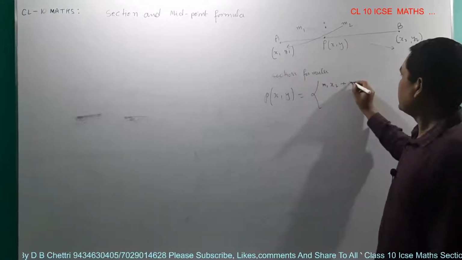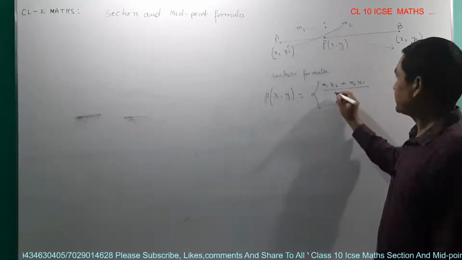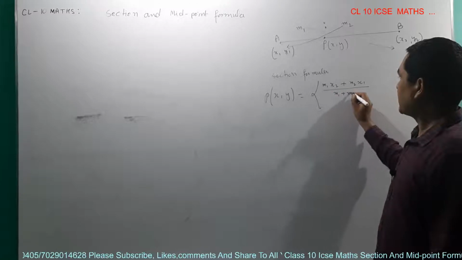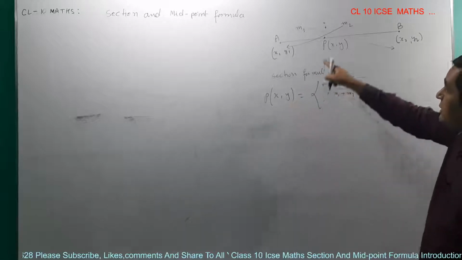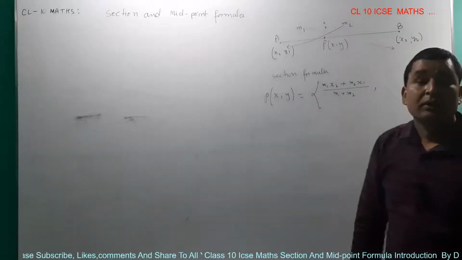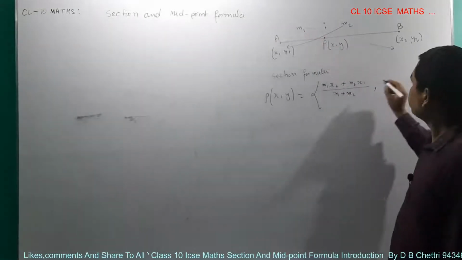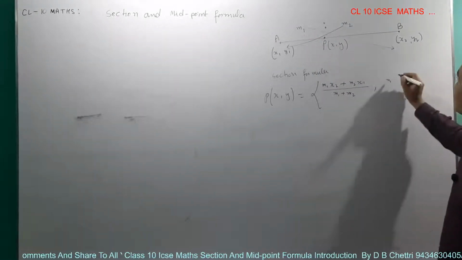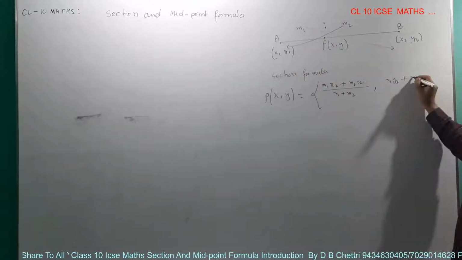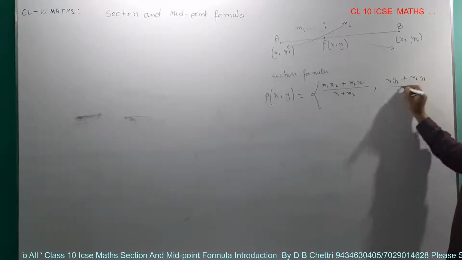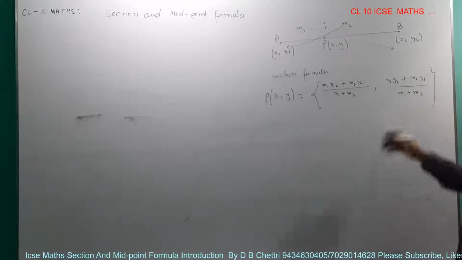Okay, m2 x1 divided by the sum of the ratio, that means m1 plus m2. Similarly, to get the y coordinate, just get the ratio and cross multiply with the y coordinate. That means m1 y2, then m2 y1, divided by the sum of the ratio. This is the section formula.